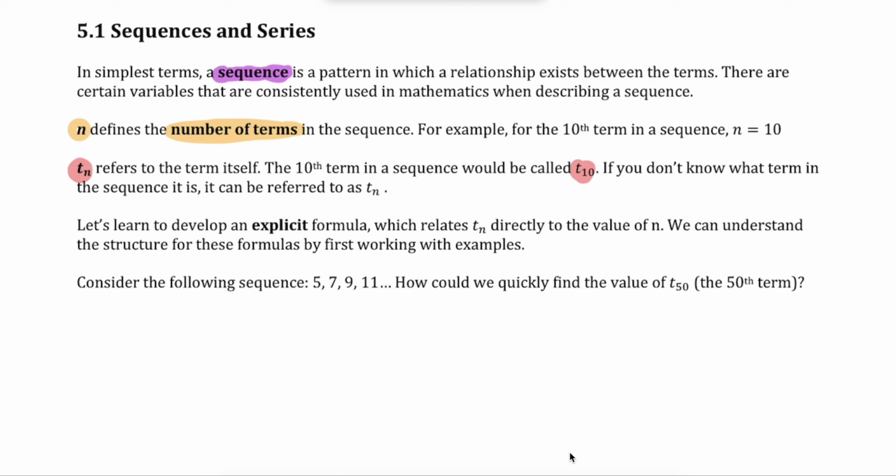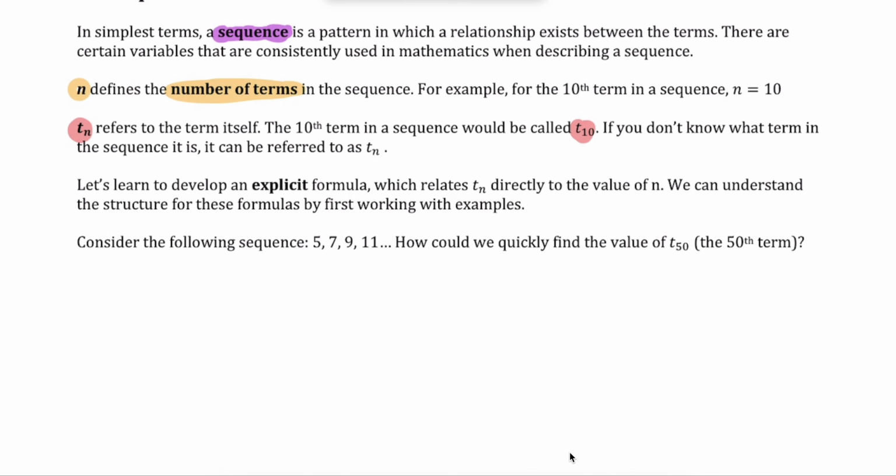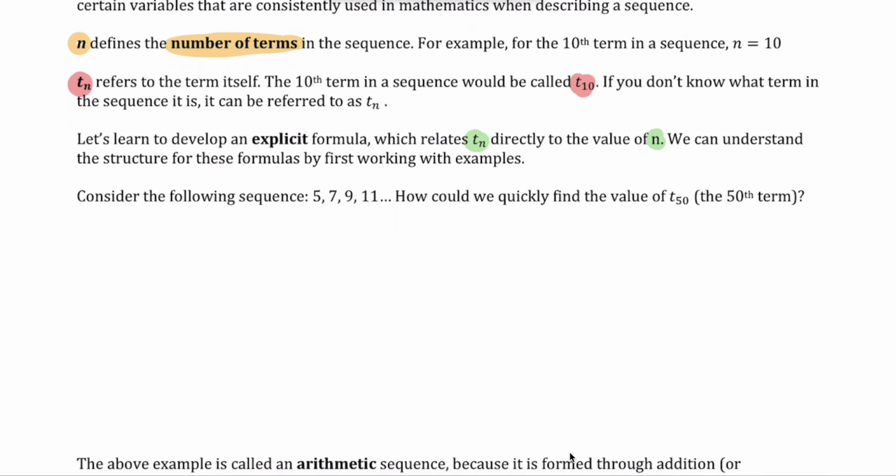So the first thing we're going to do is learn to develop an explicit formula. What this does is it relates tn to n. So let's try an example. We're going to consider the following sequence: 5, 7, 9, 11. And we can probably see right away that the pattern here is just that we're adding 2 every time.